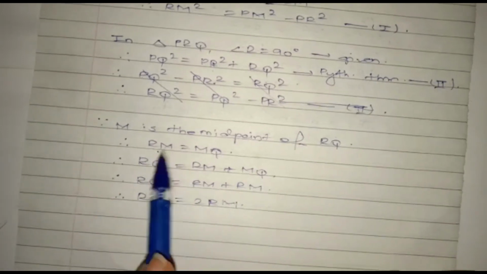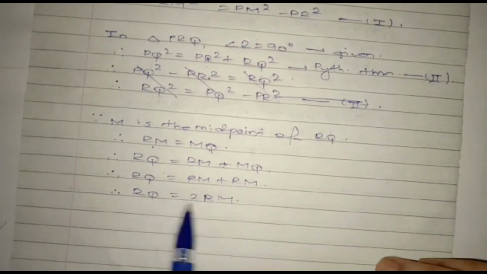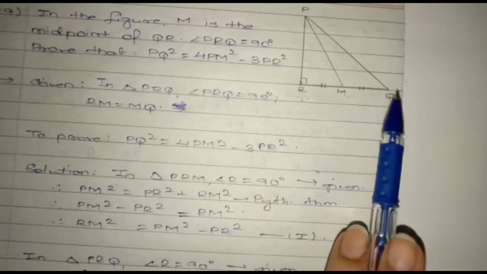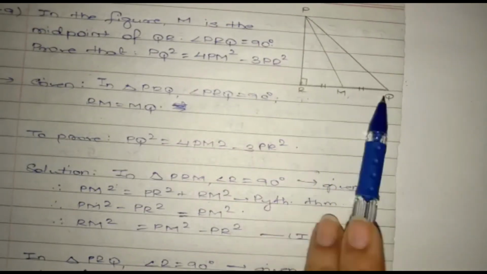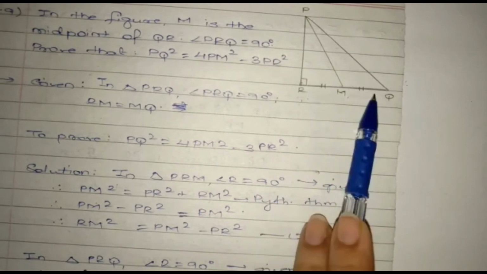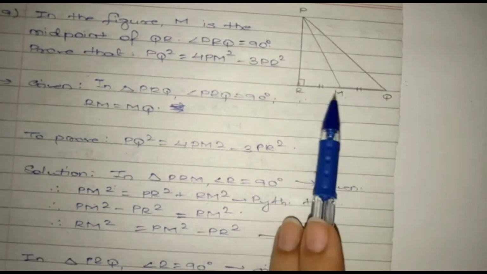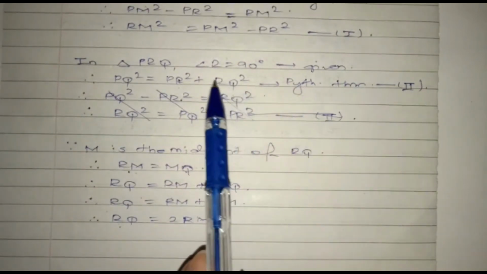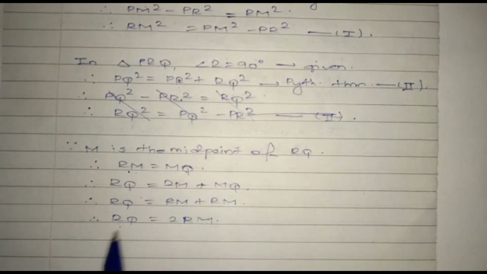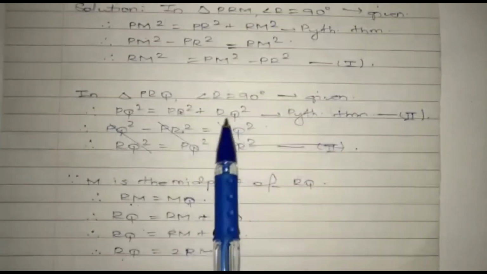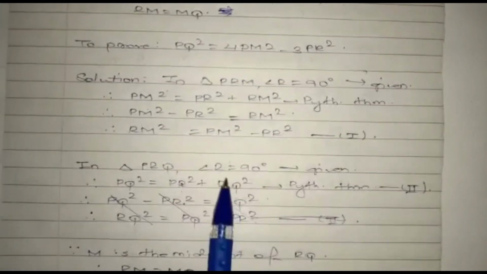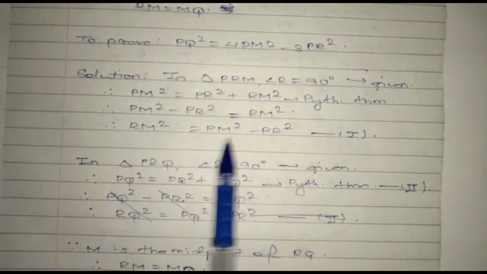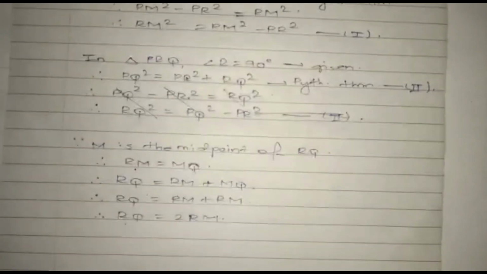Since RM and MQ were equal, we got RQ as twice RM. So RQ is equal to 2RM. We can substitute this RQ equal to 2RM in the second equation, so we will put RQ equal to 2RM in this equation.